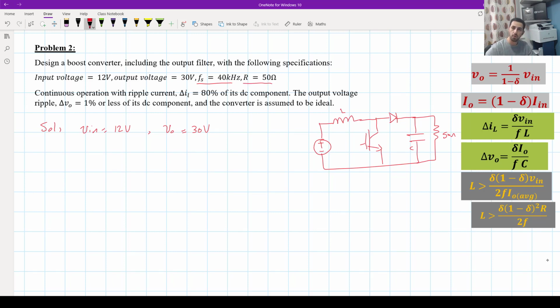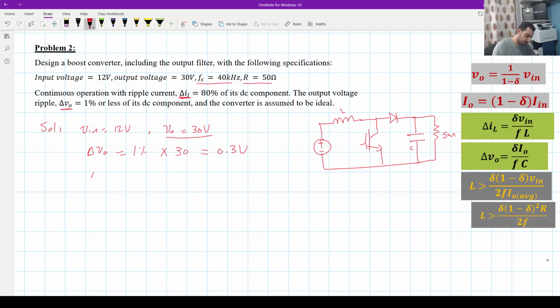Maybe before going through details, we have to know the delta I value and delta V value. I think the easy one is the delta V output, because it's 1% of the output voltage. What is the output voltage? We know it, it's 30. So it's 1% of the 30 volt, okay? And that will equal 0.3 volt, okay? So we got a specific value.